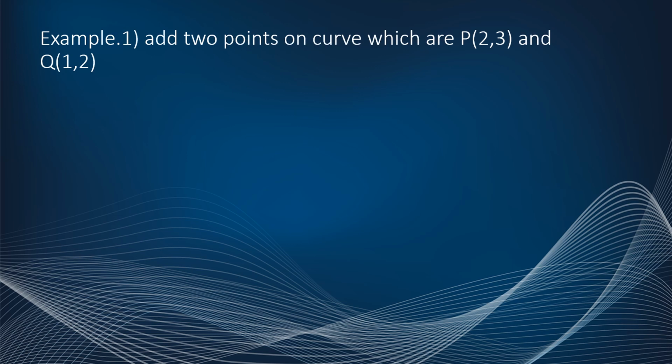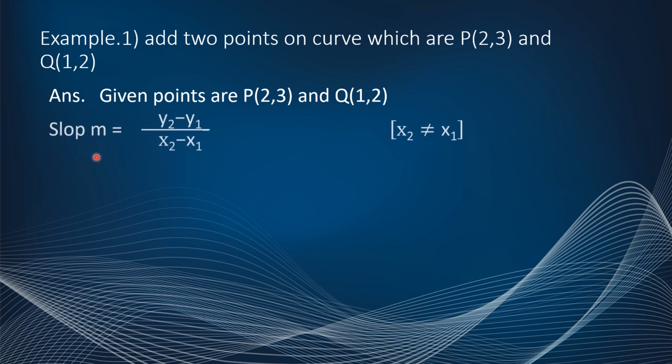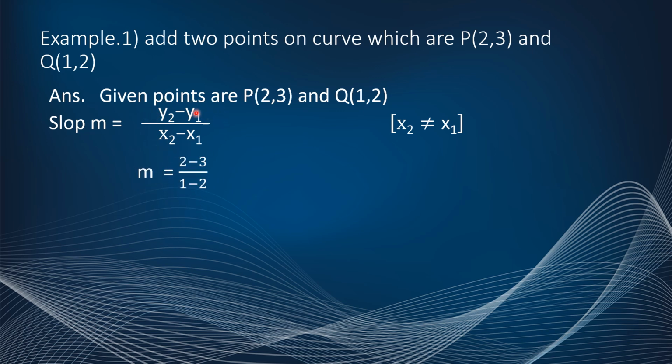Now let us see the example. Add 2 points on a curve which are P of 2, 3 and Q of 1, 2. So here x1 is equal to 2 and y1 is equal to 3, x2 is equal to 1 and y2 is equal to 2. First we need to find the slope, using the formula y2 minus y1 upon x2 minus x1, which is 2 minus 3 upon 1 minus 2. So here we get minus 1 upon minus 1, which is m is equal to 1.